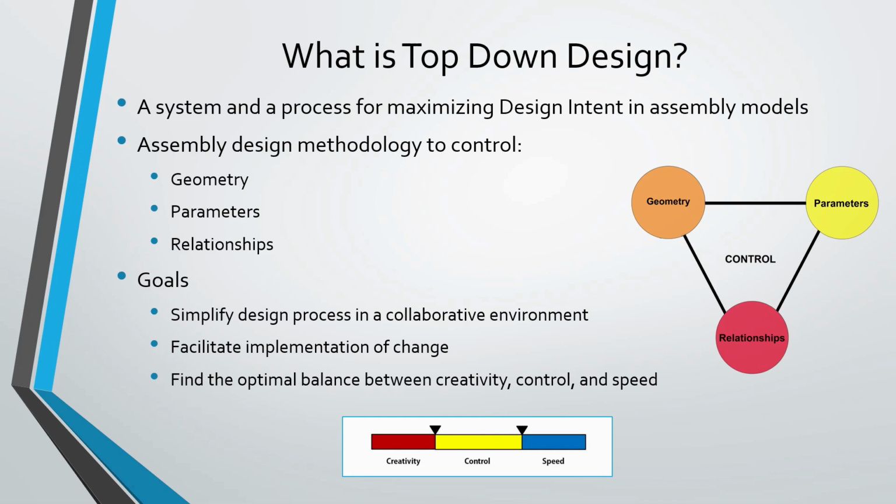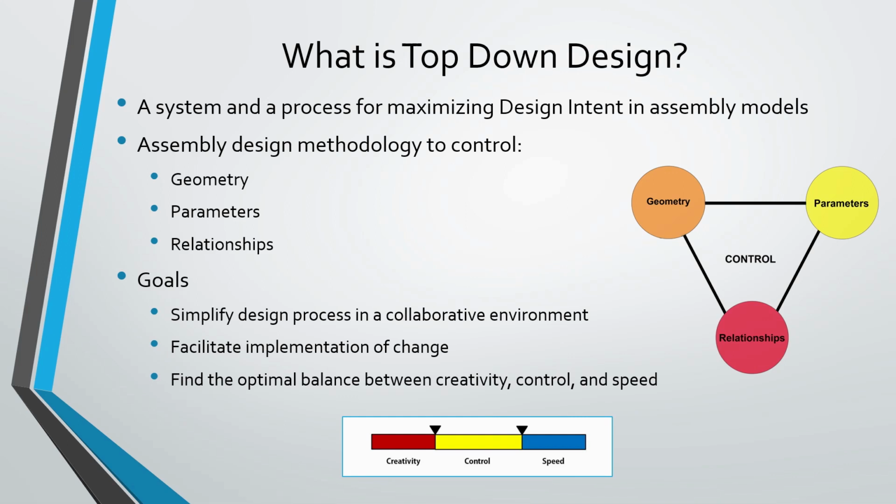Design intent is all about building additional information and intelligence into our models so that when we make changes later on, our parts will update in ways that we plan for and ways that we expect. And in top-down design, we're focused on controlling geometry, parameters, and the relationships between our different components so that we have our design intent built in.